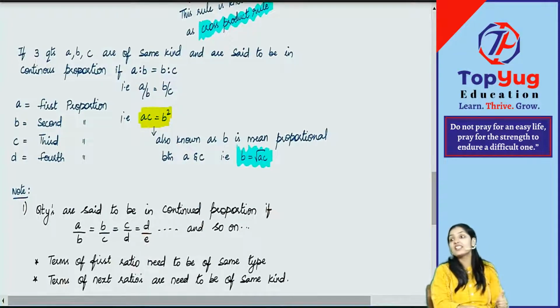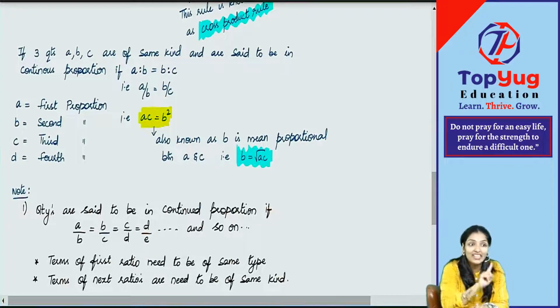Okay. Now the next one is inverse ratio. A by B is equal to C by D. No. B by A is equal to D by C is inverse ratio. Inverse ratio. Invertendo.